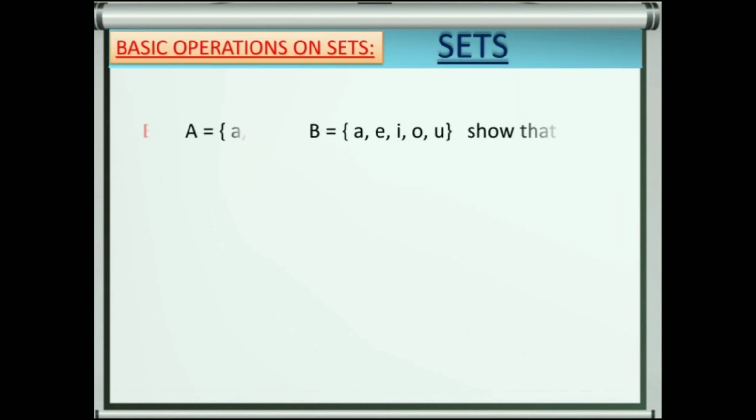Let us consider one more example. A is equal to {A, I, U} and B is equal to {A, E, I, O, U}. Show that A union B is equal to B.